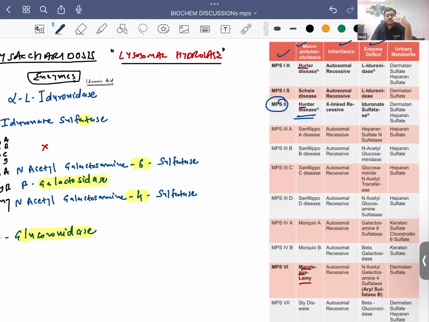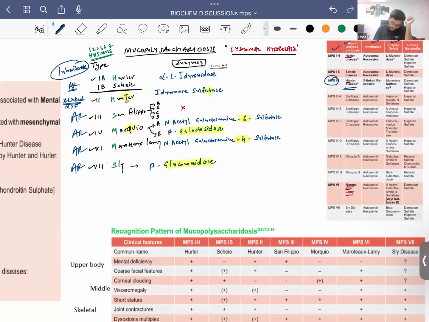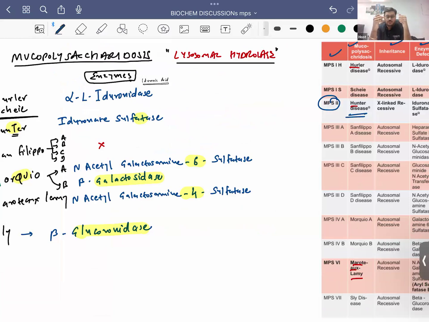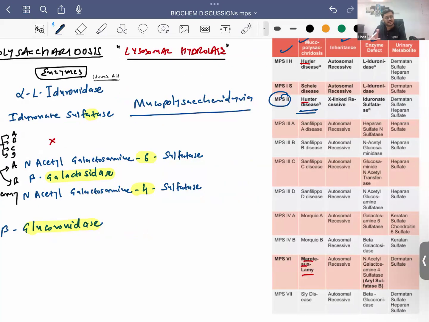Now we have to see the urinary metabolite. Why are we talking about the urinary metabolite? Because, as I told you, in mucopolysaccharidosis an excess amount of mucopolysaccharides is accumulated in the body. Then what will you find in that patient? That patient is excreting mucopolysaccharides in the urine. That is known as mucopolysacchariduria. Which mucopolysaccharide is being excreted in which condition, we'll need to remember.